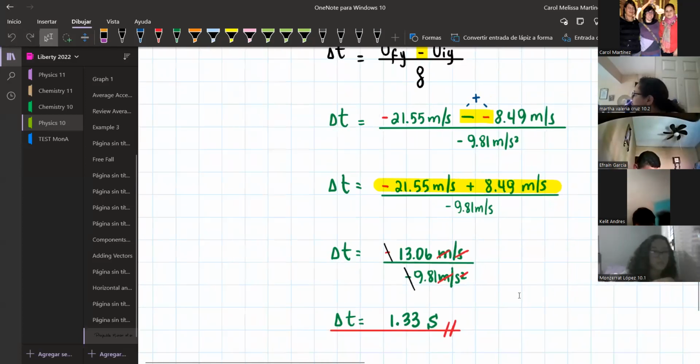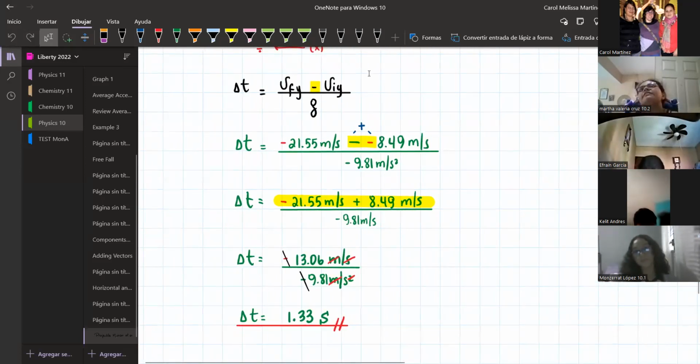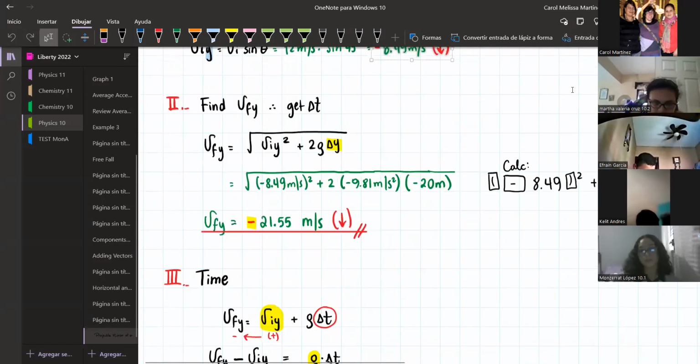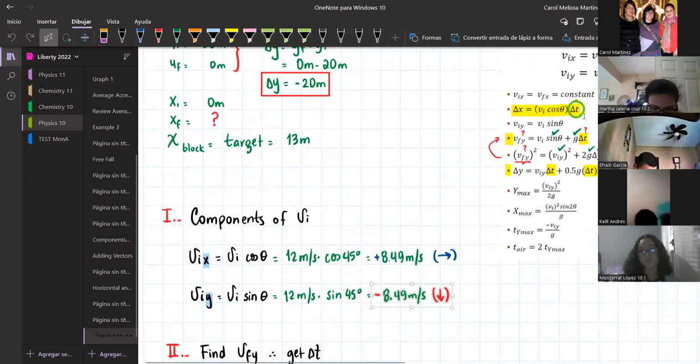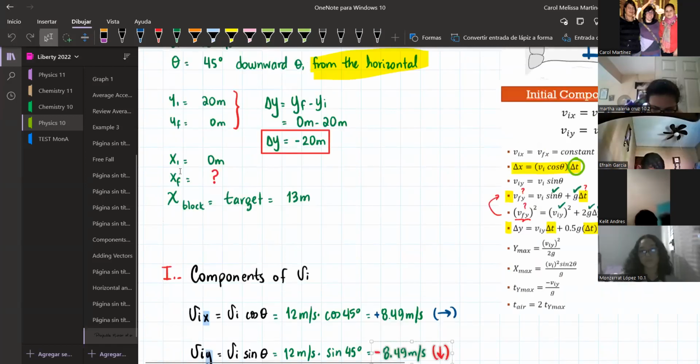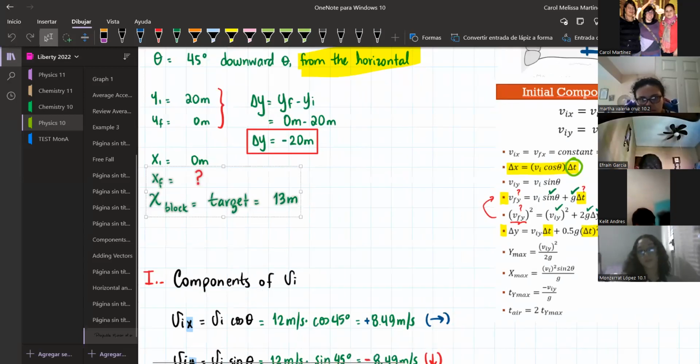And this is a breaking point when you are doing a quiz. If you have a negative time, you know you did something wrong and you have to go back and see. Now, after we have the time, remember what we are looking for: the final position in X, the final position of the stone, and then we need to make the analysis because the target is 13 meters away, okay?